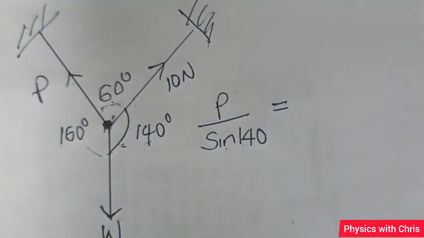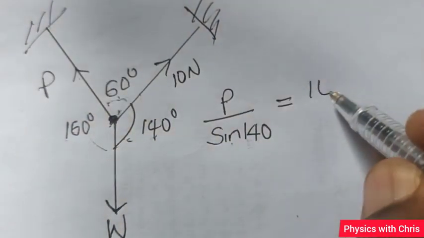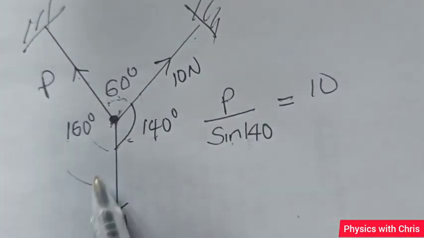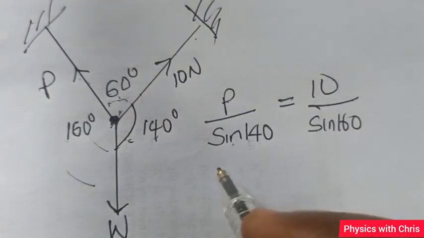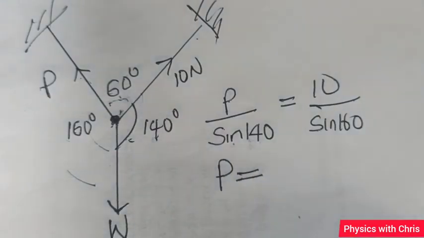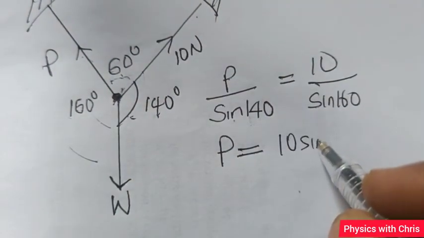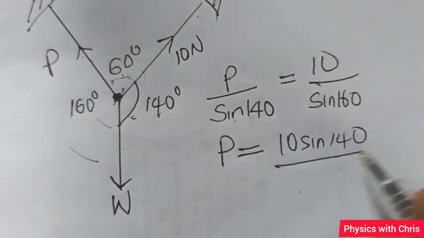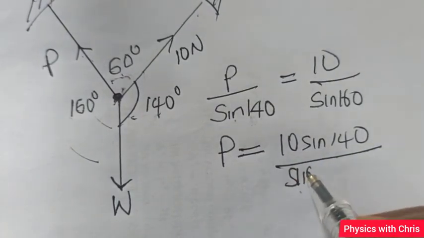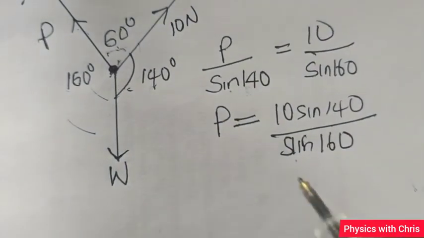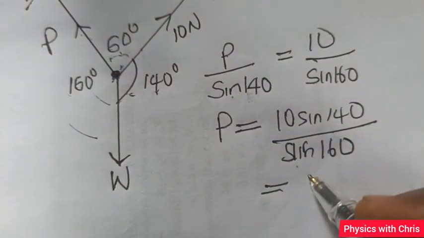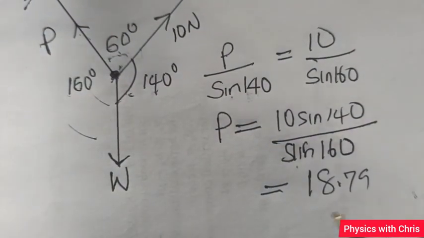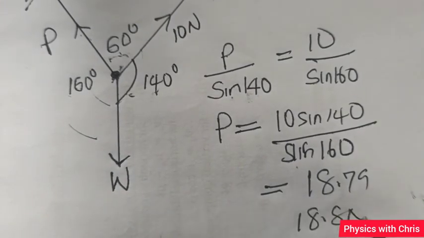Then this other one must be known. I'm given 10, which is the value of the force here. The angle between these other two forces is 60. That's 10 over sine 60. Okay, making P the subject of the equation, I have 10 sine 140 divided by sine 160. You can evaluate that quickly because of time. That gives me 18.79, so that is roughly 18.8 Newton.